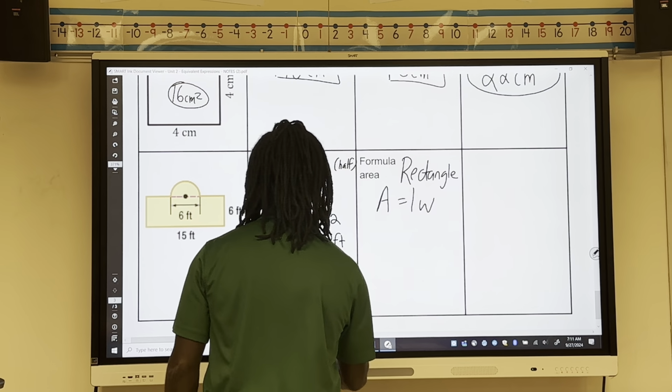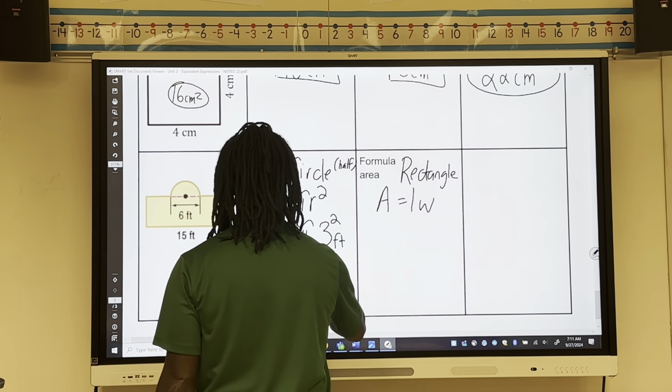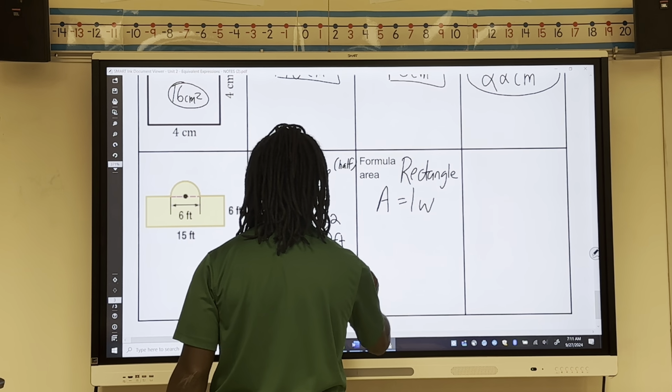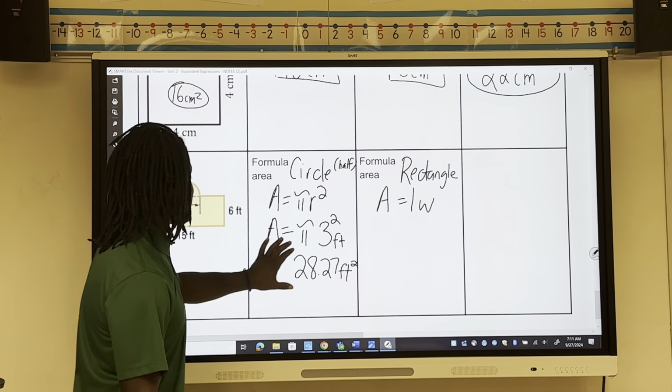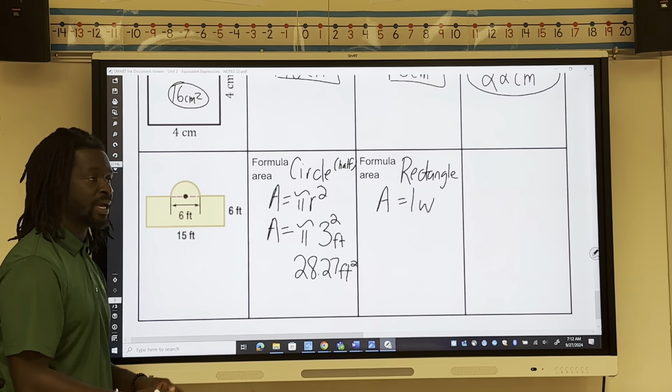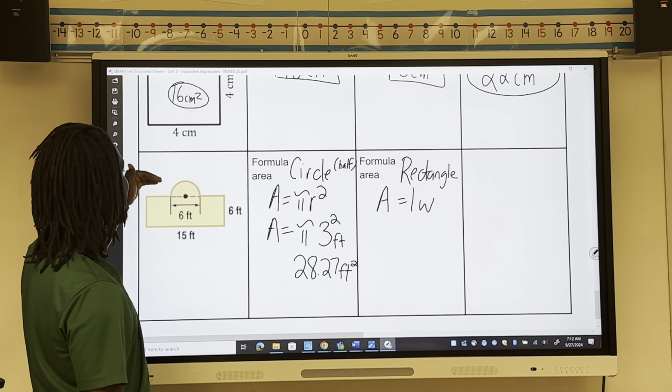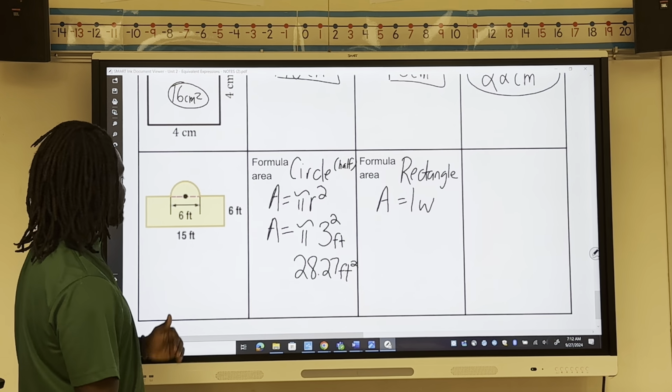28.27, okay? So we got 28.27 feet squared. Now, that is the area of the entire circle, okay? But we don't have an entire circle, we have half of a circle. So because we have half of the circle, I now have to take this and divide it by 2. And that is going to give me the area of half the circle.